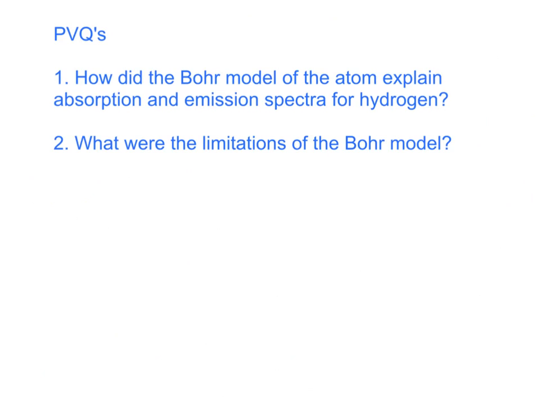All right, so post-video questions. Number 1, explain how the Bohr model accounts for absorption and emission spectra for hydrogen atoms. How does the Bohr model explain the existence of the distinct absorption and emission spectra? Question 2, what were the limitations of the Bohr model, and why did it have to be replaced? What did it fail to do? So see what you can do with those, and we will discuss them when we meet again.